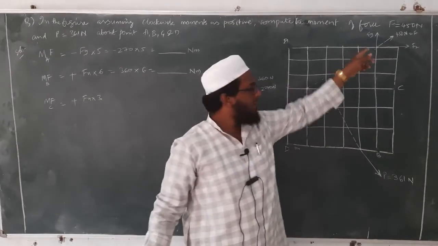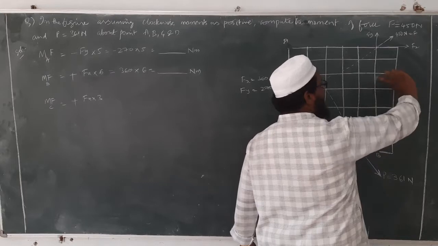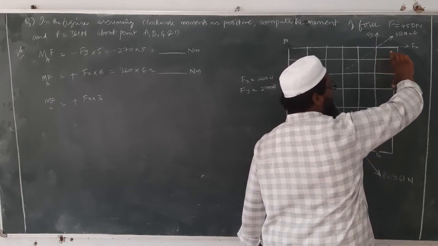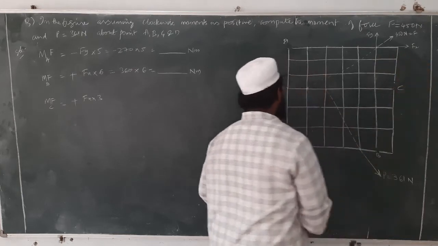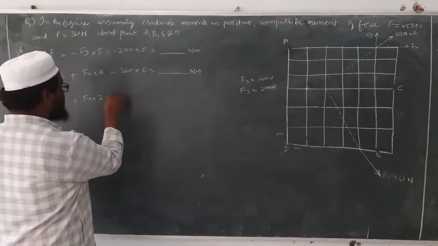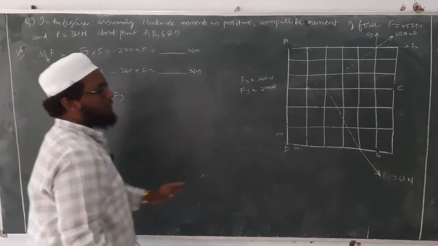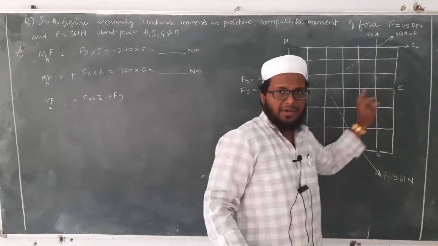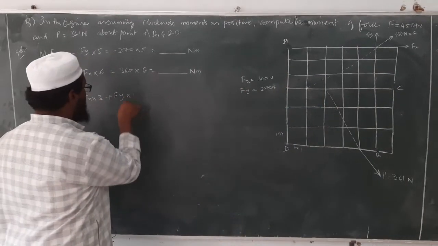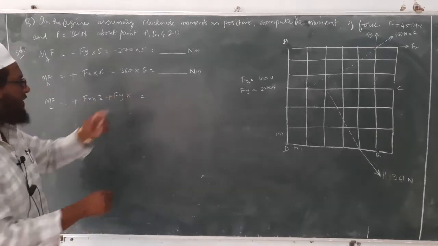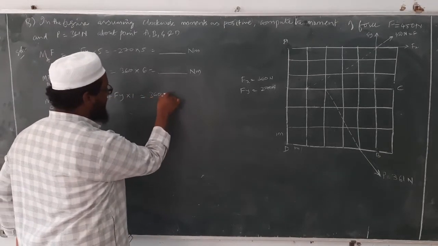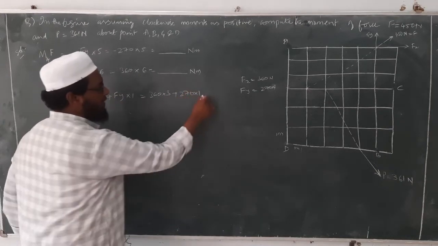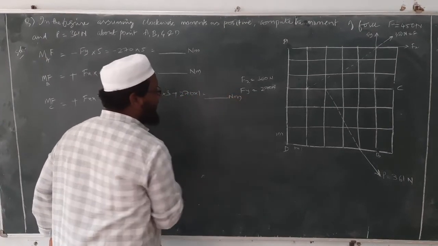Then we have Fy. What about Fy? You see the force Fy. Fy is again, your hand will try to rotate in clockwise direction, isn't it? So plus Fy into perpendicular distance, force into perpendicular distance, 1 meter. So into 1. What is the value of Fx we have? 360 into 3 plus 270 into 1. You will get the value in Newton meter.